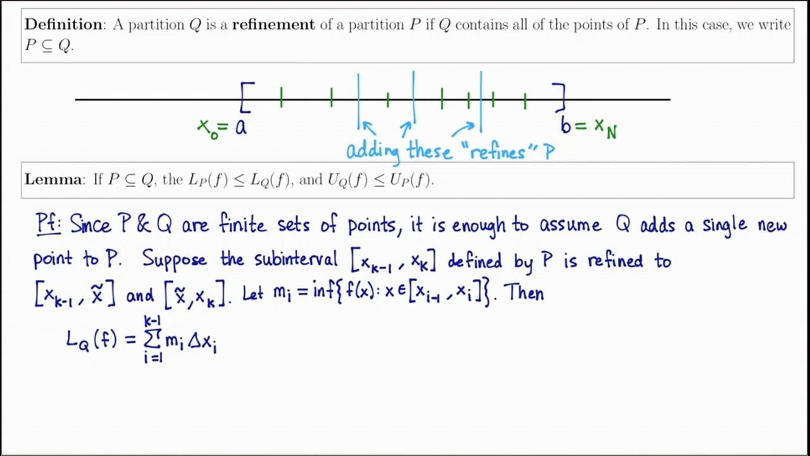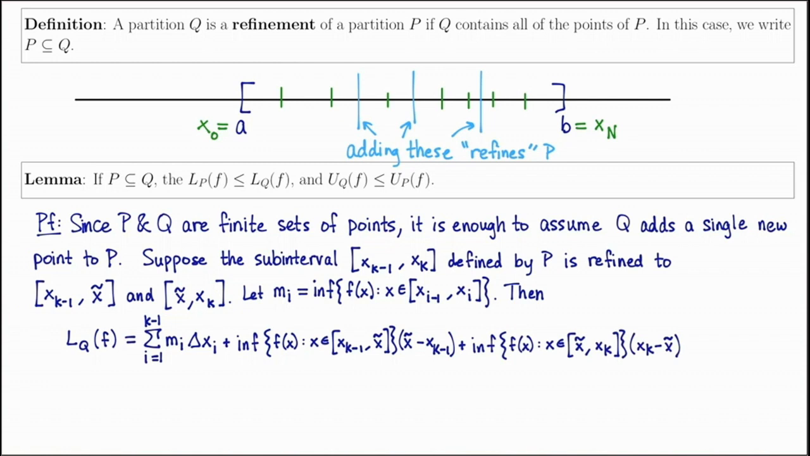Now my subinterval got split into two, so we've got to compute the infimum of f over this new subinterval from x_{k-1} through x tilde. That looks like this. So we have the infimum of our set of outputs over this newly created subinterval times the width of that subinterval. Plus, same story but for the second newly created subinterval, so the infimum of the set of outputs where x is between the new point x tilde and x_k times the width of that subinterval. And then to the right, we're good to go. So we just do our original infimums and original widths.